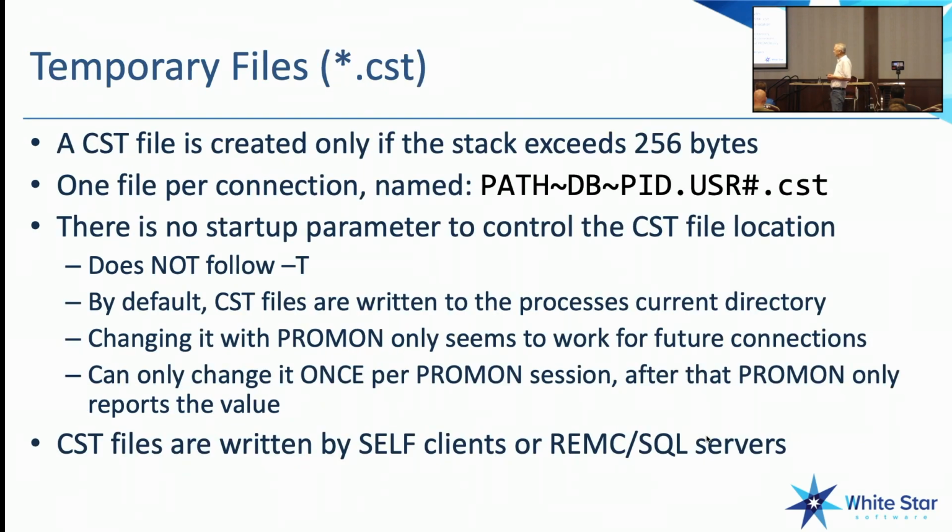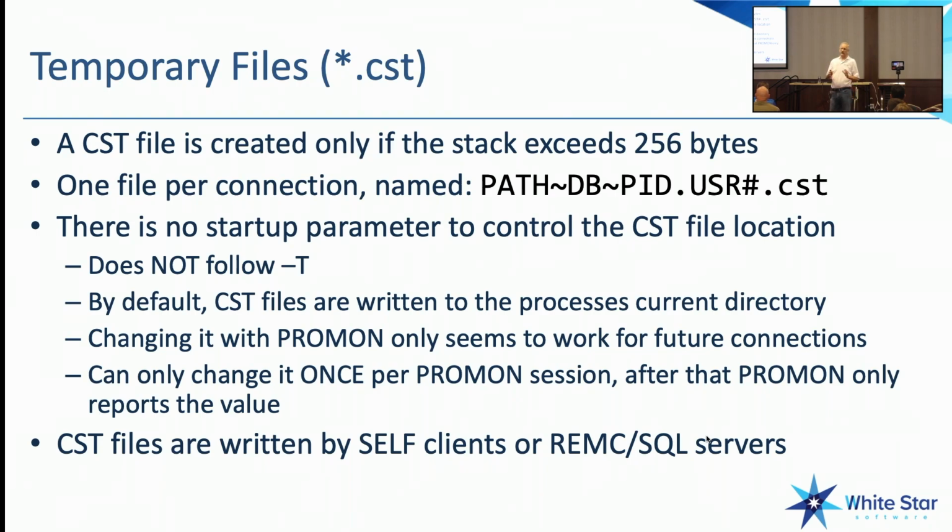The other thing that happens is that a temporary file gets created. If the information that you're requesting exceeds the 256 bytes, then the CST file will be generated. You get one per connection, and it has a complicated name with the path to the database with tildes replacing slashes or backslashes, then the process ID, the user number, and it ends with .cst. You don't have a startup parameter for the database to control the location. You have to go into Promon and change it there. By default, it's going to be written to the process's current directory.